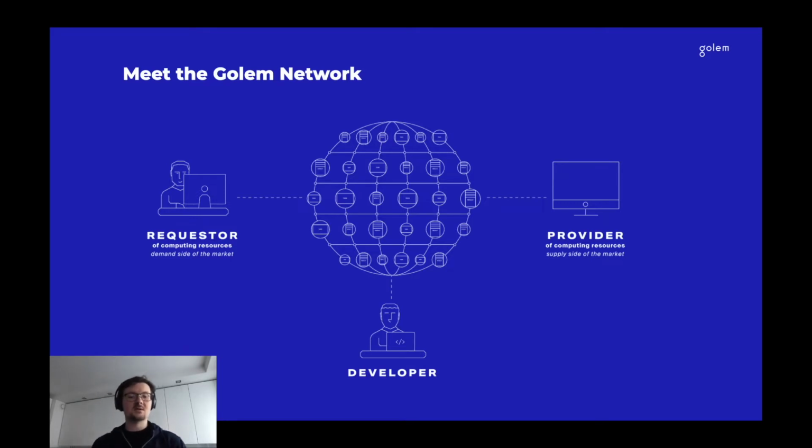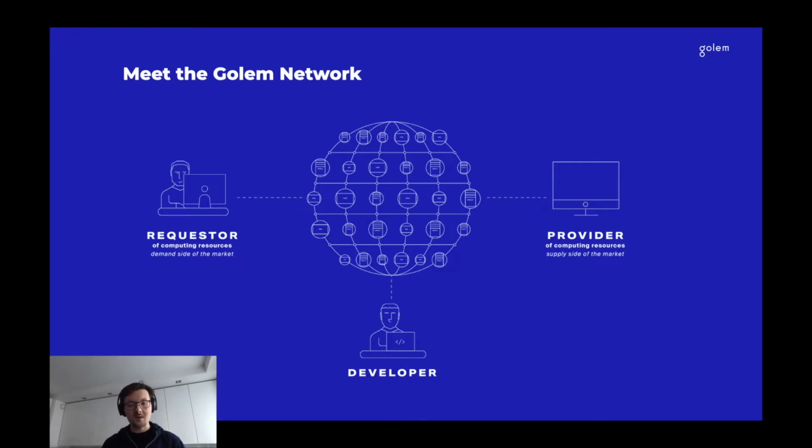So requesters are everybody who wants anything done on the network. If you have any sort of computationally intensive task, you'd be a requester, you join the network, you would schedule the task, and then the providers would actually compute that for you in exchange for some tokens. So you can think of it as requesters are the demand side of the market, and providers are the supply side of the market.